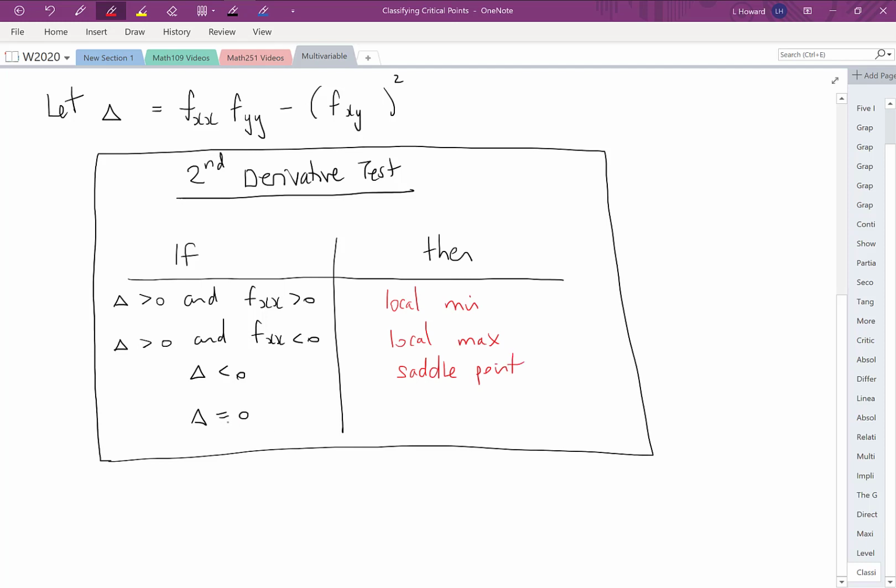And if delta comes out exactly equal to 0, that's the bad case. Then the second derivative test gives no information, and you need to look in more detail at your curve. So if that happens, try to figure out what's happening in, say, the xz plane and the yz plane and the xy plane, and you could do some further investigation in that way to try to classify your critical point.